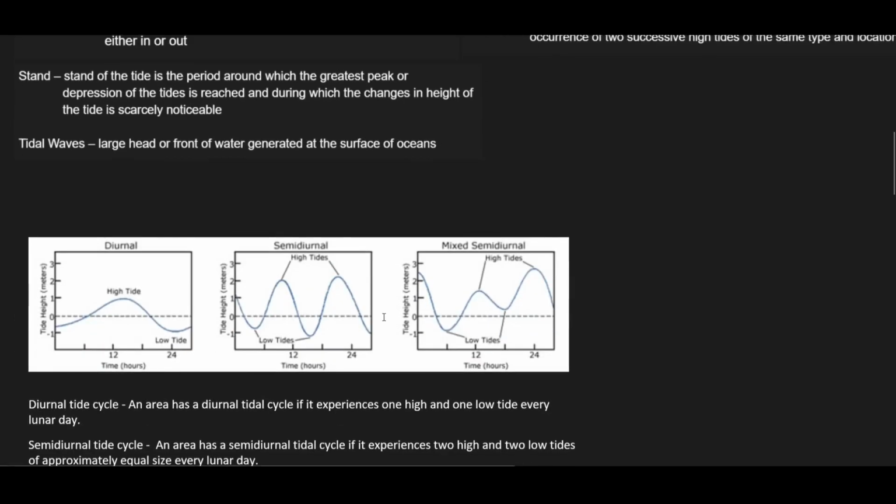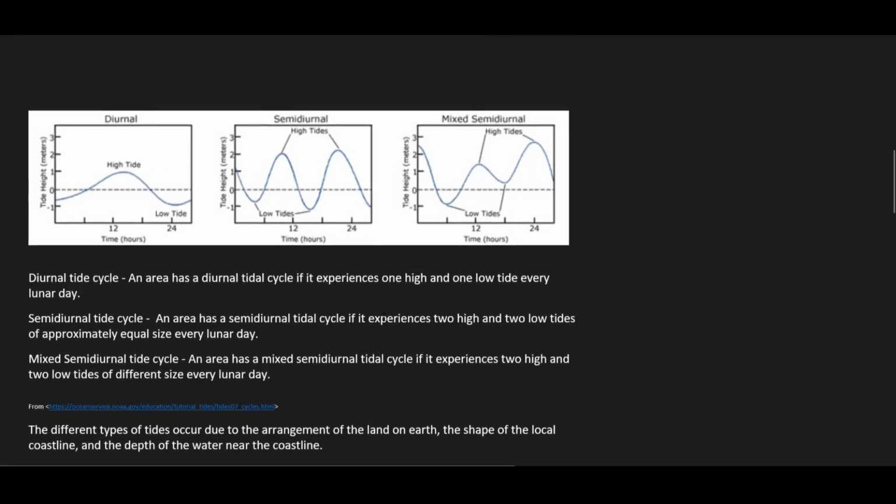Now there are actually different types of tides. So we have here diurnal, semi-diurnal, and mixed semi-diurnal. An area has a diurnal tide cycle if it experiences one high and one low tide every lunar day. And for semi-diurnal, if it experiences two high and two low tides of approximately equal size every lunar day.